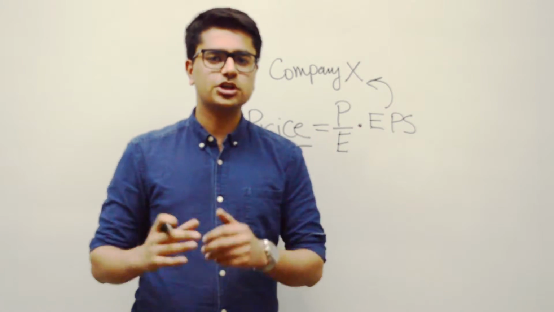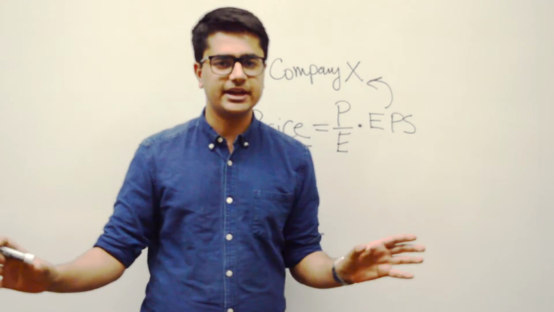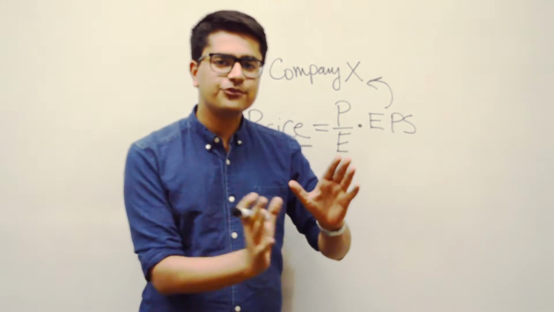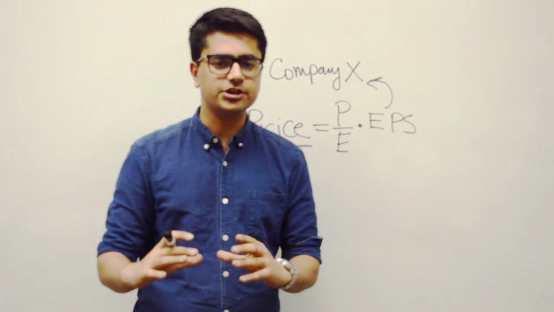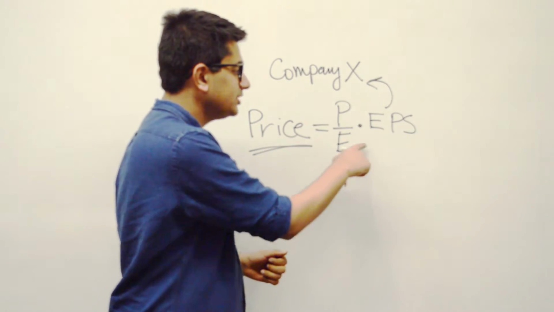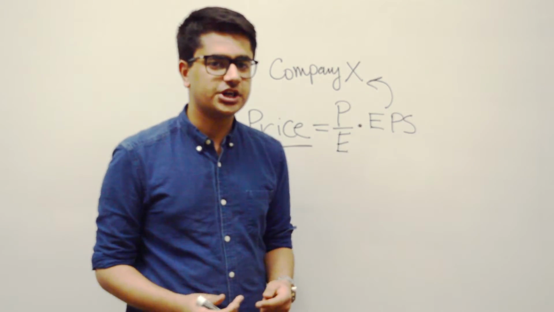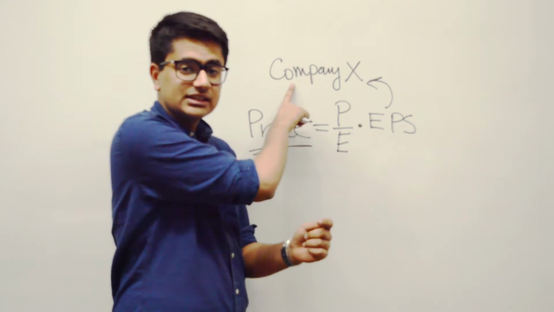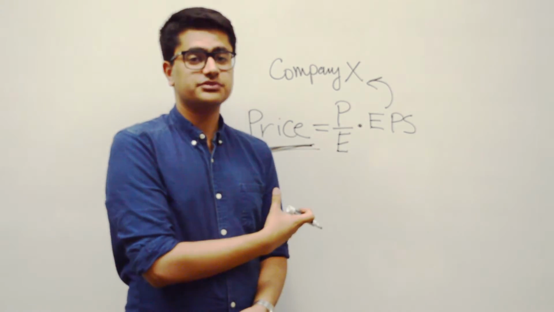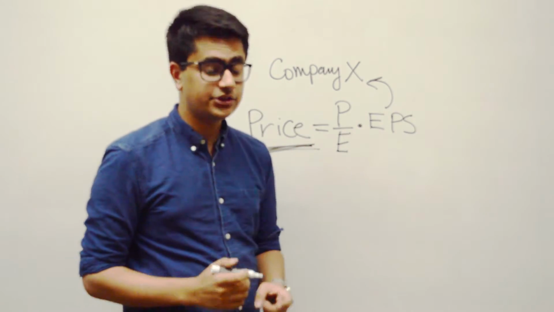So we take similar companies like Lyft and a couple of other competitors. We calculate their PE ratios and average them out to get a single PE ratio for the industry. Once we have that PE ratio, we multiply it by the earnings per share of the company that we're interested in, and that will give us an estimate of the price of that company.